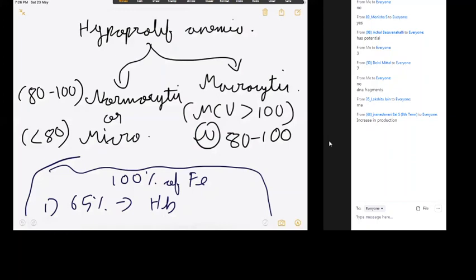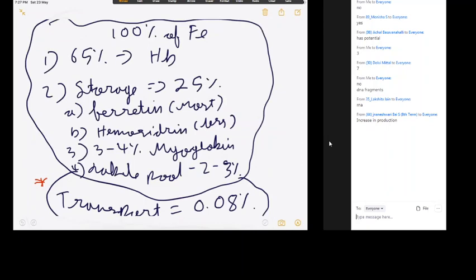Now if it is above 100, then it's a macrocyte. If it is 80 to 100, it is normocyte. If it is less than 80, it's a microcyte. Okay, now we'll talk about iron. You have 100% of iron, and how do you distribute it in your body? That is our main question.